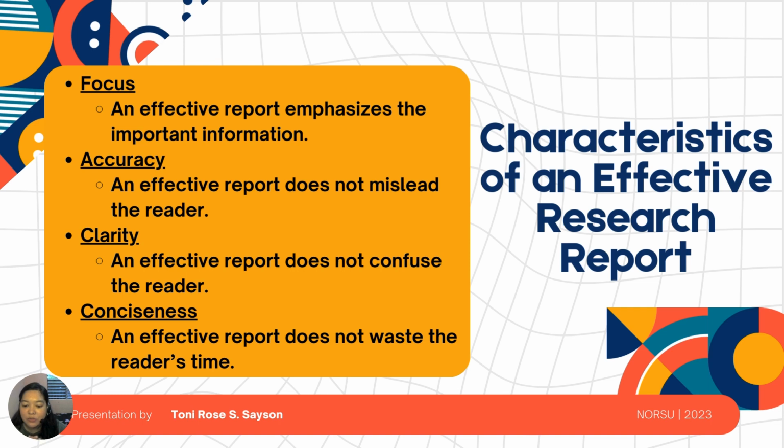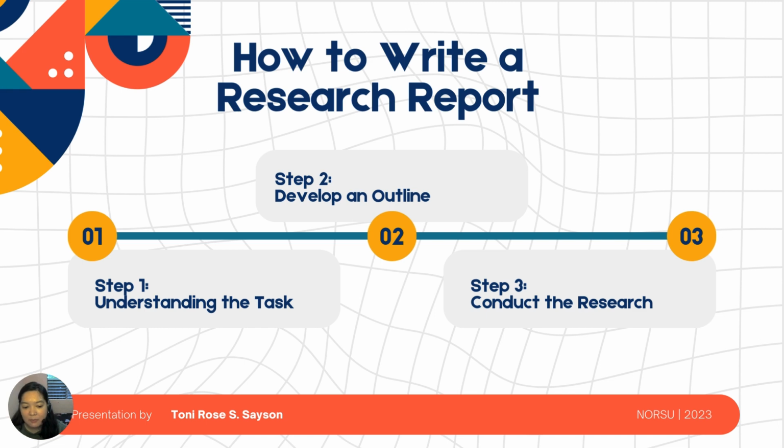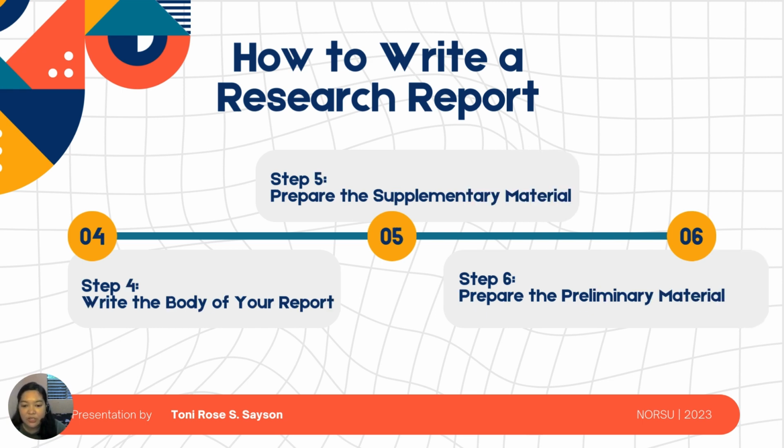So if you are able to remember these characteristics, especially on the conciseness, the clarity, the accuracy, and the focus of your report, you then get to be able to create a very effective research report for others to read. Now, how do you write a research report? Well, there are six steps. So, first step is on the understanding the task. Second is to develop an outline. Third is that's when you conduct your research.